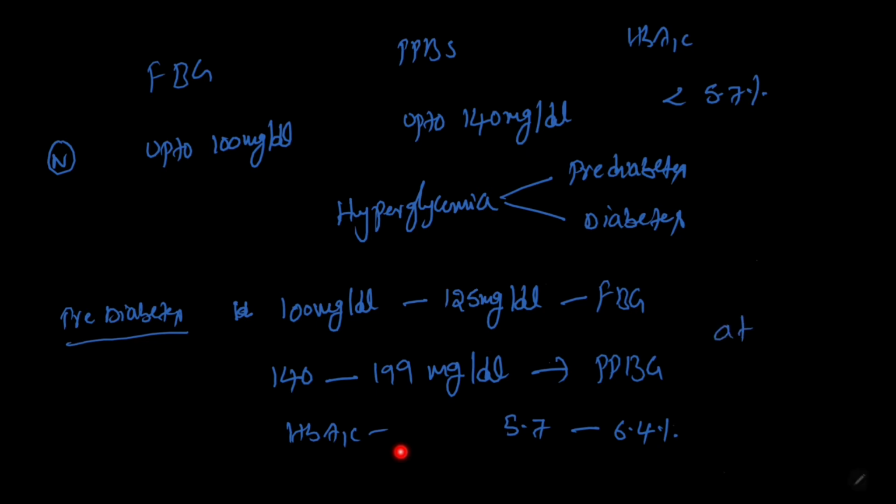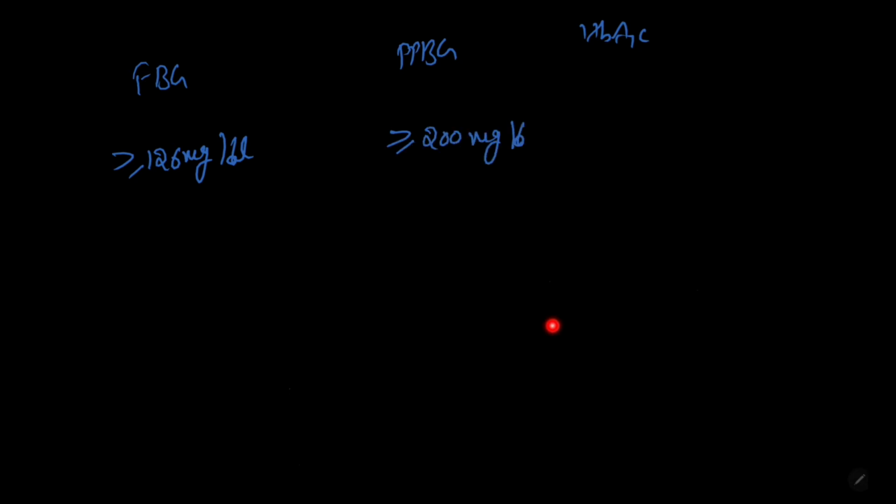Whoever has these values, we will call them pre-diabetic people. They are at high risk to get diabetes mellitus in the future, that is type 2 diabetes, as well as cardiovascular diseases. In case of diabetic people, values will be like this. Fasting values will be more than or equal to 126, whereas postprandial values are more than or equal to 200 mg per dl. HbA1c values are more than or equal to 6.5%.